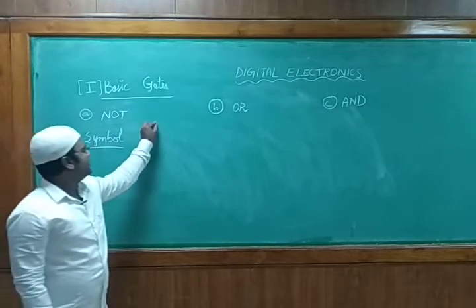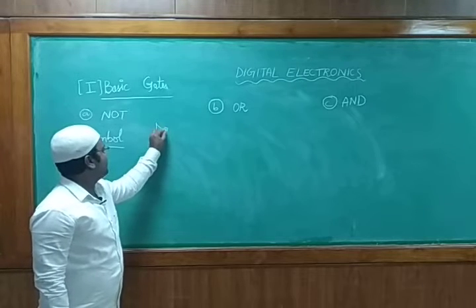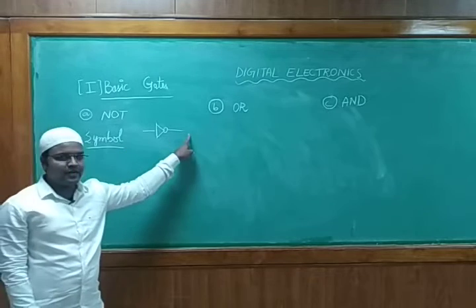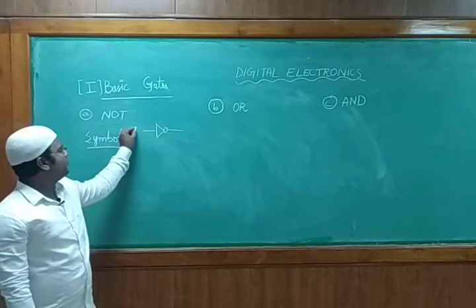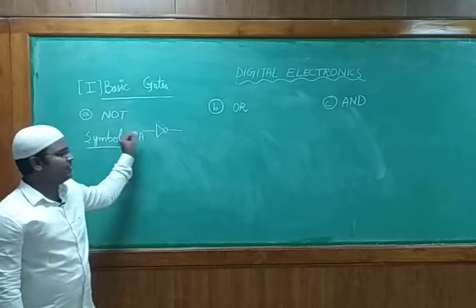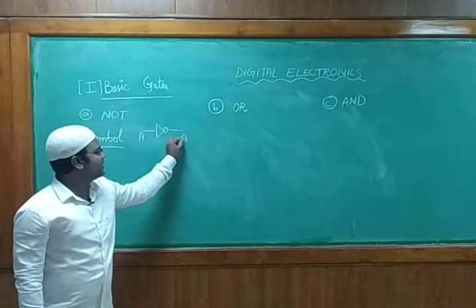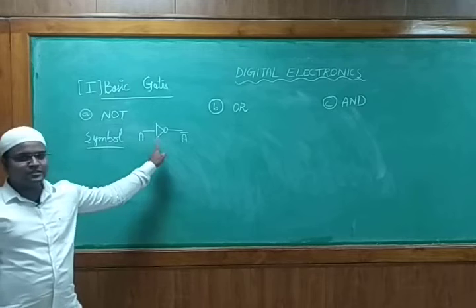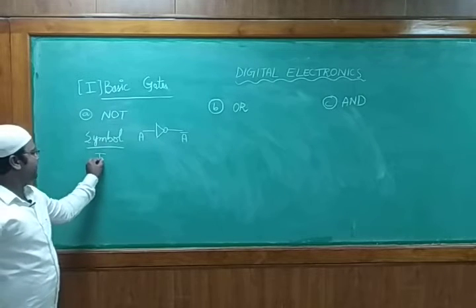The NOT gate can be drawn with a symbol like a buffer. One end is the input end, and the other end is the output end. At the input end, for example, if I am giving A, the NOT gate takes the negation, that is the complement, that is A bar. To design this NOT gate, we consider its truth table.